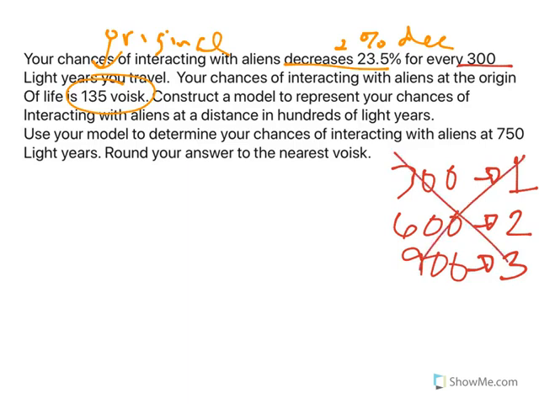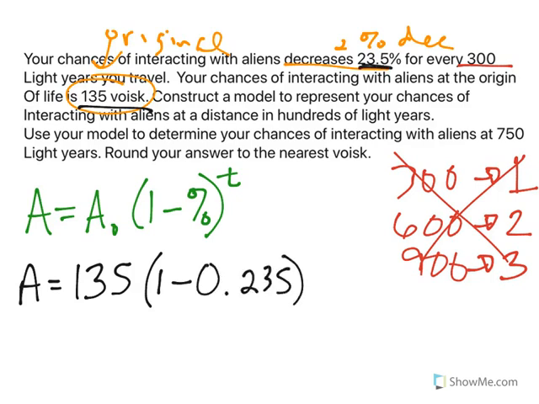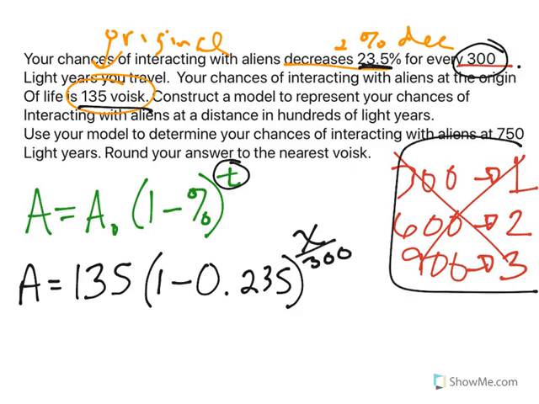First thing we want to deal with is our exponential model. So remember, our ending amount is our initial amount, we're decaying, so 1 minus our percent decrease raised to our time period. So when we're thinking about our model here, my initial amount, I'm starting at the origin of life, which is 135 Voisk. Inside, I'm going to subtract my percent decrease. If I change 23.5% to a decimal, I get 0.235. And then I'm raised to my time period. Remember, my time is for every 300 light years. So however many light years I have, I'm going to have to divide that by 300.